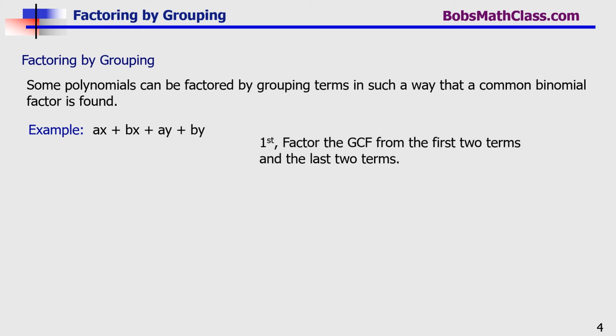We're going to find the GCF from the first 2 terms and the last 2 terms. So we're pairing it up. First 2 terms and last 2 terms. First 2 terms, what's our GCF for the first 2 terms? Yeah, that's right, x. And then what's our GCF for the second 2 terms? Yeah, that's right, y. That's what we're doing. We're looking at the first 2 terms and the last 2 terms.